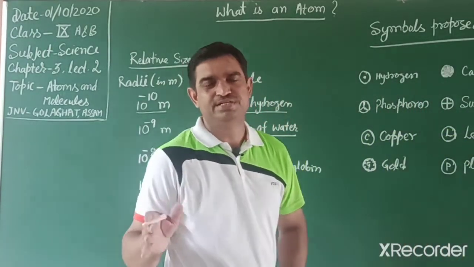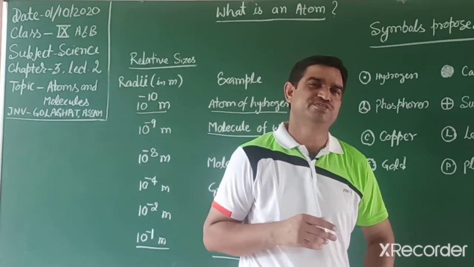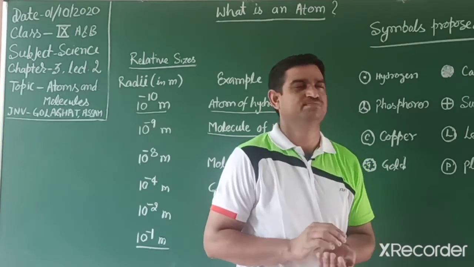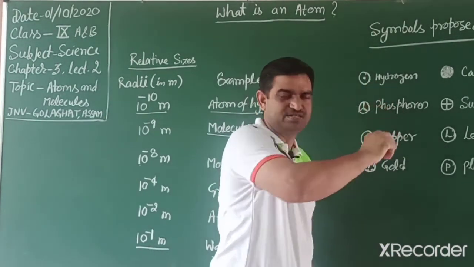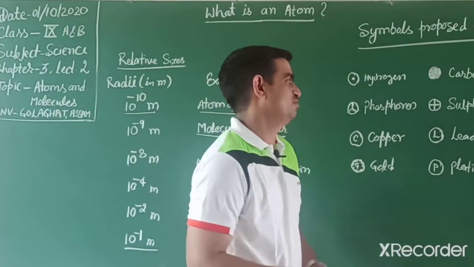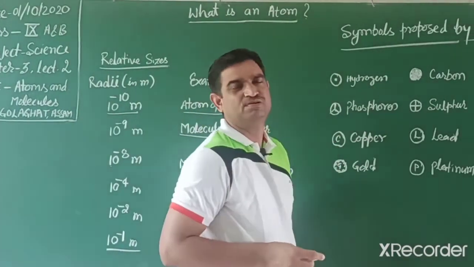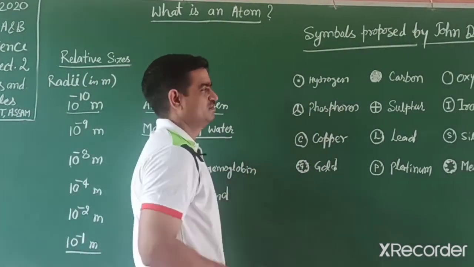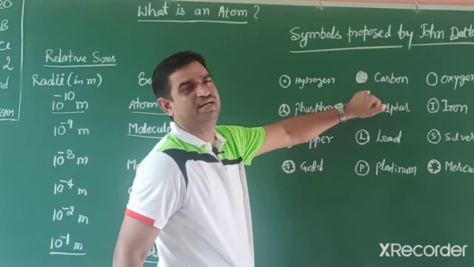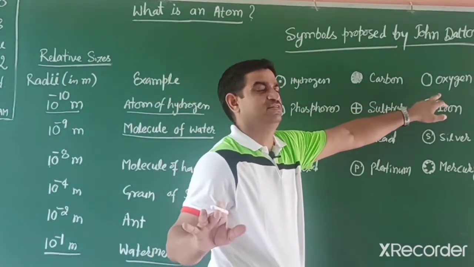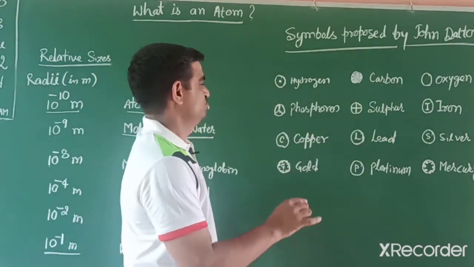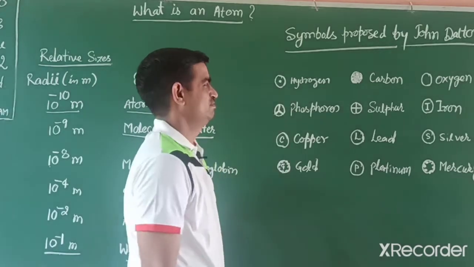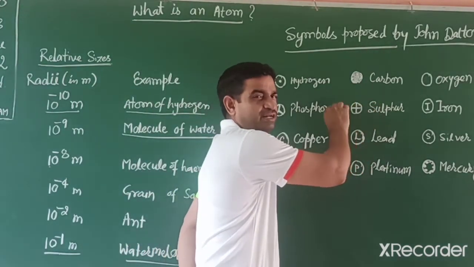So in 1808, John Dalton gave the atomic theory, and he gave some symbols for these atoms. Earlier we wrote these atoms this way. For hydrogen, John Dalton gave a symbol like this: a circle with a dot. Carbon is represented by a circle in black color. Oxygen is normally represented by a circle with vacant space, like an oval. Phosphorus is in this way, as the symbol is given in your NCERT book. Sulfur is a circle with a cross.